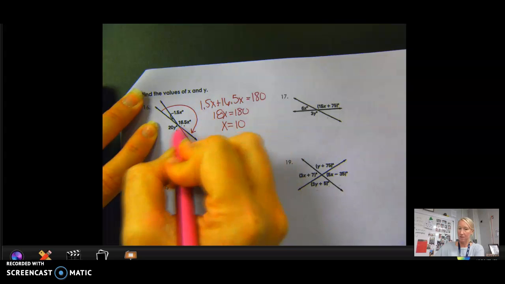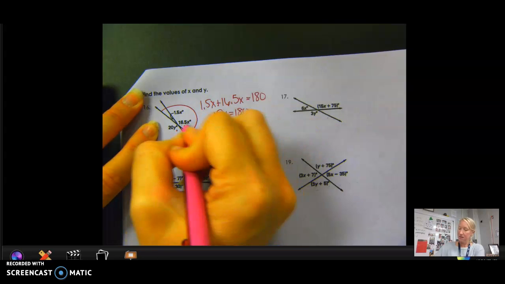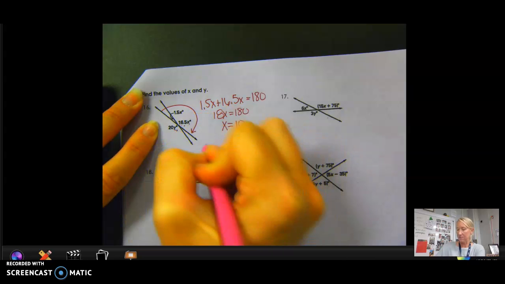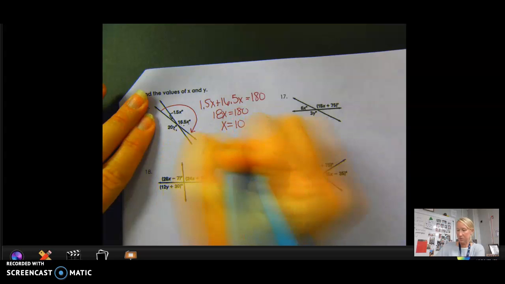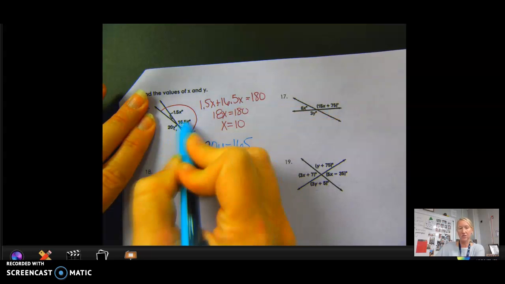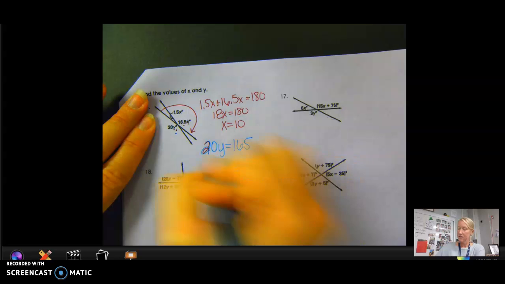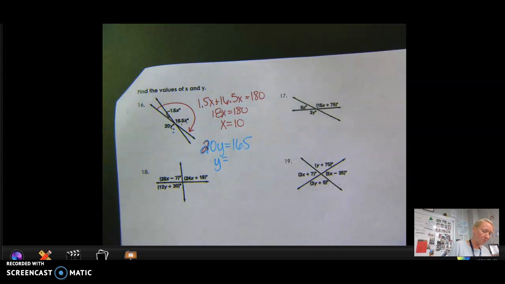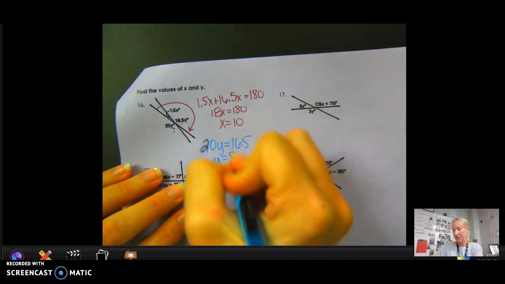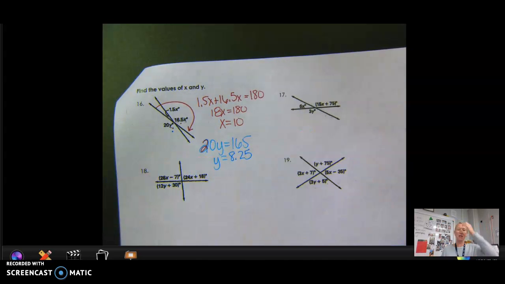To find y, I'm going to plug that x in. So if I plug in 10 for x, I get that this angle is 165. So 20y would have to equal 165 because those two angles are vertical and they'd have to equal one another. Divide by 20, divide by 20. We get 8.25. Go ahead and pause me and try 17, 18, and 19 on your own.